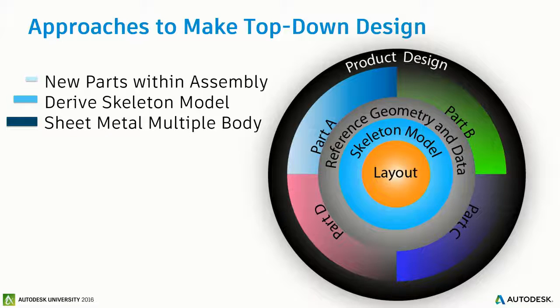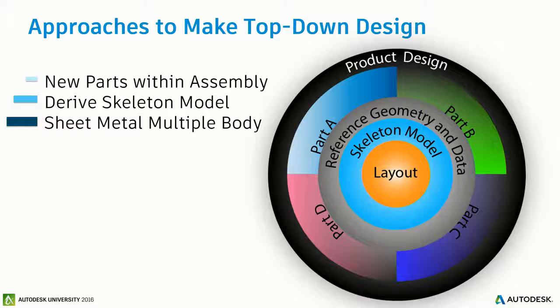So top-down design usually comes from the layout design or BOM structure design, so you have a clear picture of what the overall design will be. The layout is at the center, and based on the layout design, you can extract some skeleton models.